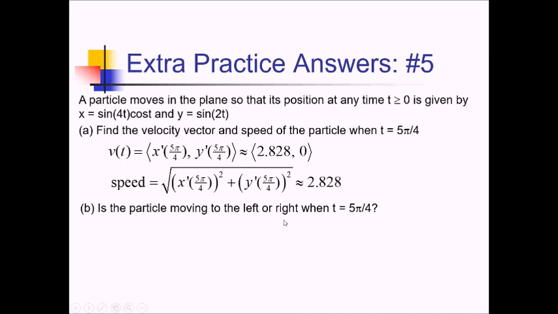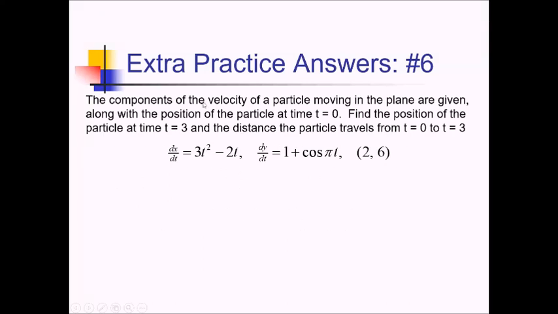All right. Our next task, we want to know if the particle is moving to the left or right at this time. Well, for that I have to look at the derivative of x. I notice that my x prime value, 2.828, is positive. Therefore, that means I am moving to the right at that time.